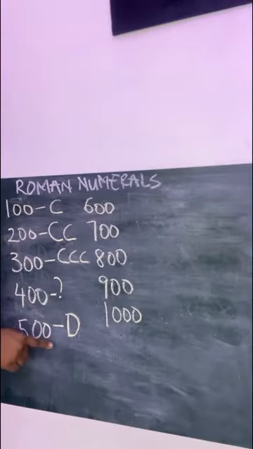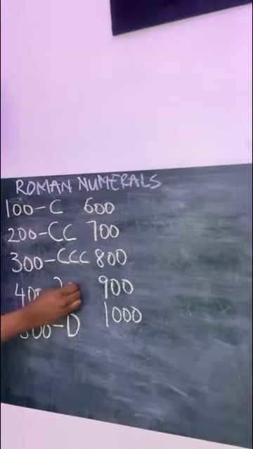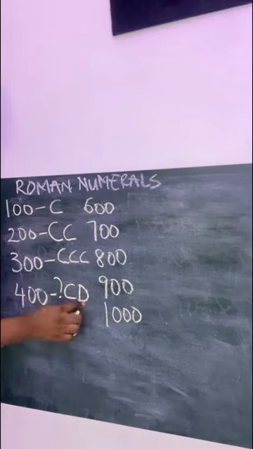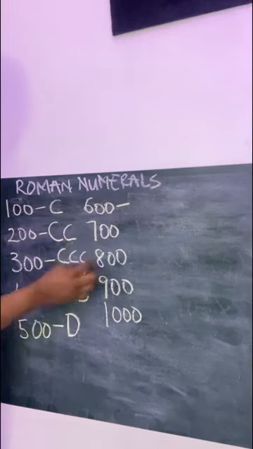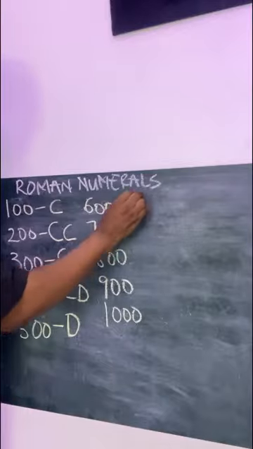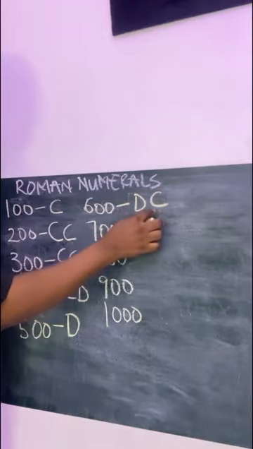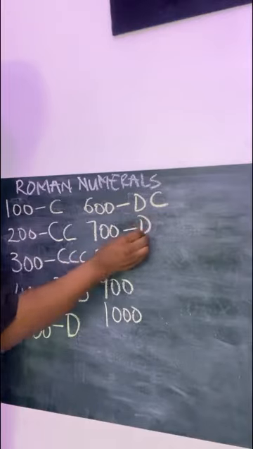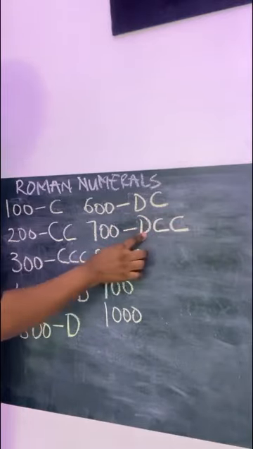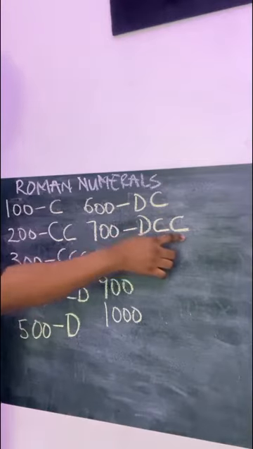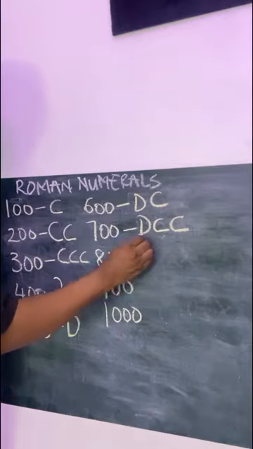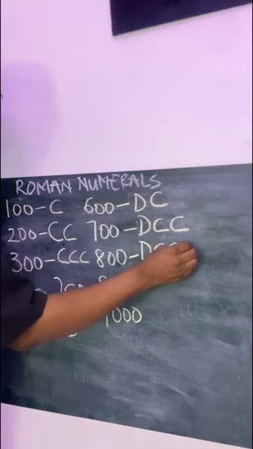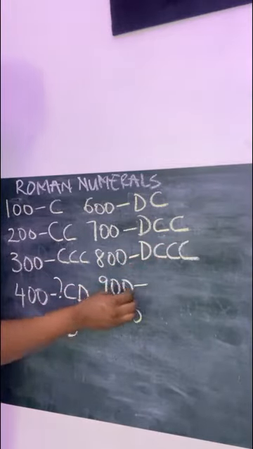Remember our 500 is D. So your 400 is what? CD. That is 500 minus 100 to give you 400. So now our 600 is what? This is 500, DC. That is 500 plus 100 to give you 600. Our 700 is what? DCC. 500, 600, 700. Our 800 is what? DCCC. Our 900 is going to be what?